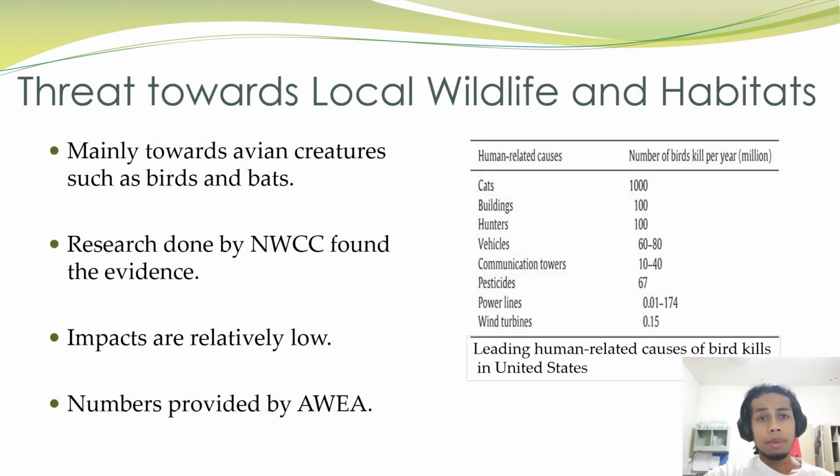One of the impacts of wind turbines is that they are a threat towards local wildlife and habitats. This is mainly focused towards avian creatures such as birds and bats. There's research done by the National Wind Coordinating Committee which found evidence of bird and bat deaths caused by collision with wind turbines and the change in temperature and pressure in the air due to the spinning blades. Although this is the case, NWCC actually concluded that the impacts are relatively low, simply because the number of birds killed per year due to wind turbines is very negligible compared to other causes such as buildings and hunters.